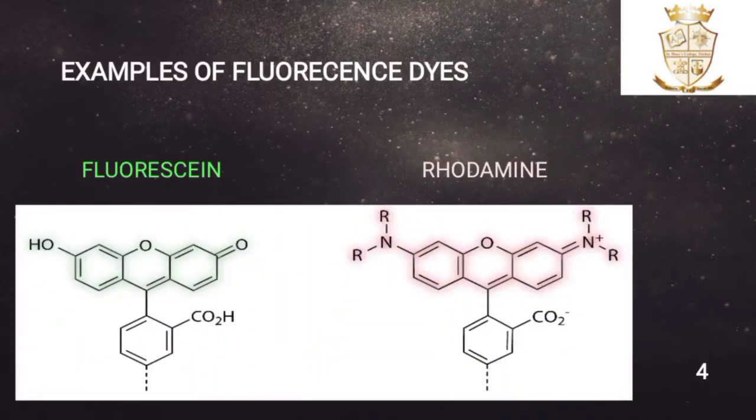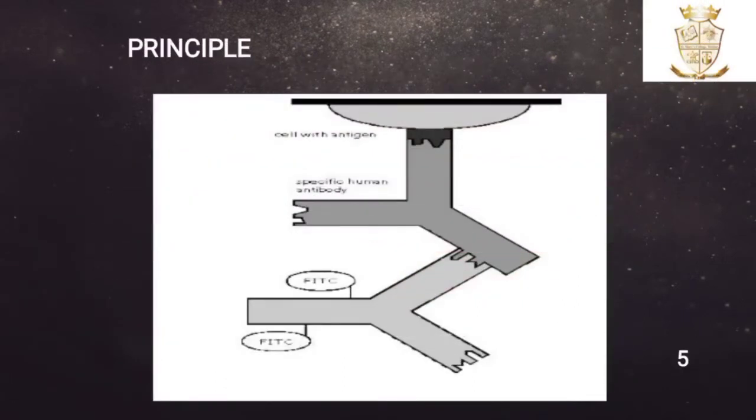These are examples of fluorescent dyes. One is fluorescein and the second one is rhodamine. Then the principle. Immunofluorescence utilizes the specificity of antibodies with fluorescent dye to recognize their antigen and therefore allows visualization of the distribution of the target molecule through a fluorescent dye with a fluorescence microscope.